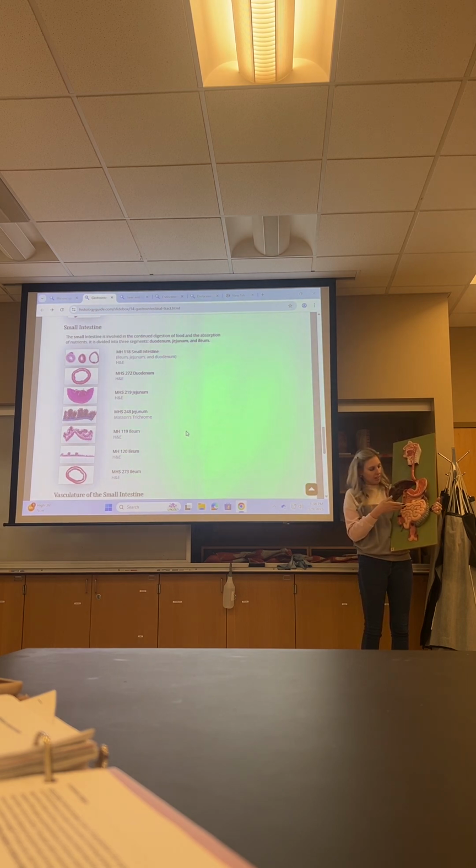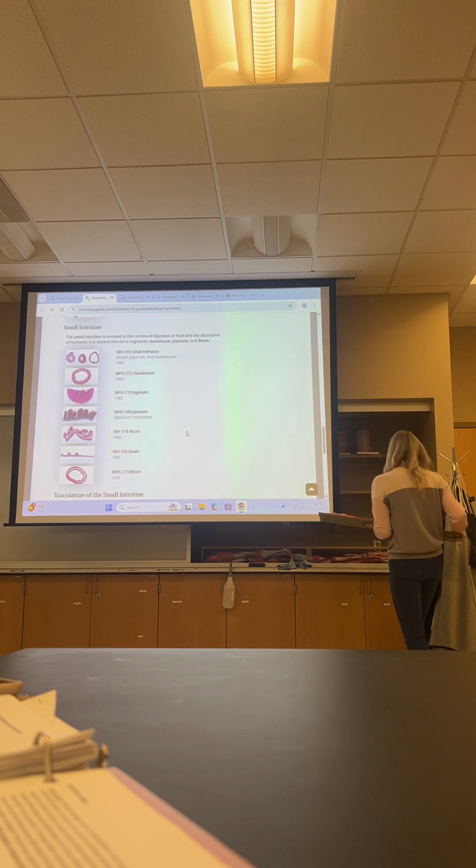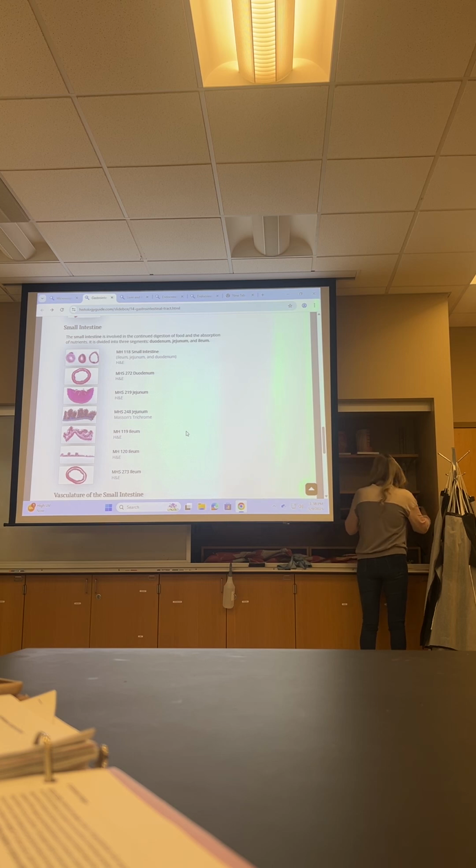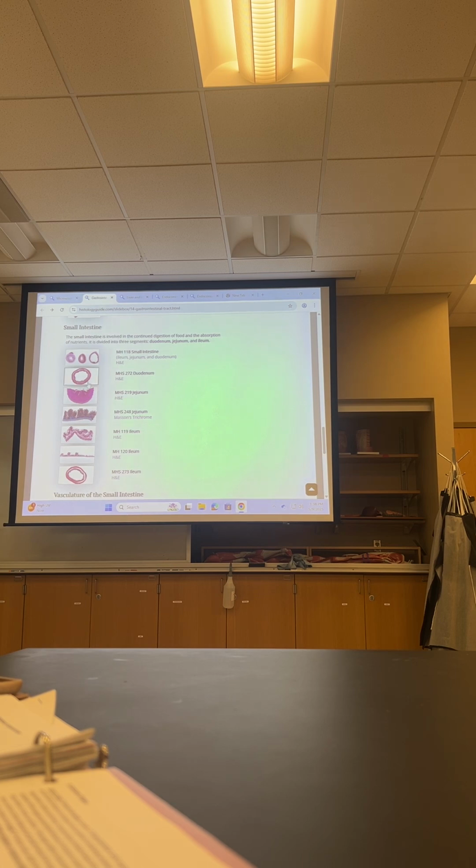So they're just regions, so they're not divided on here. But the region that's closest to the stomach is the duodenum. The majority of the middle is the jejunum. And the region that's closest to the large intestine is the ileum. So you're going to look at all three regions. The first one is the duodenum.